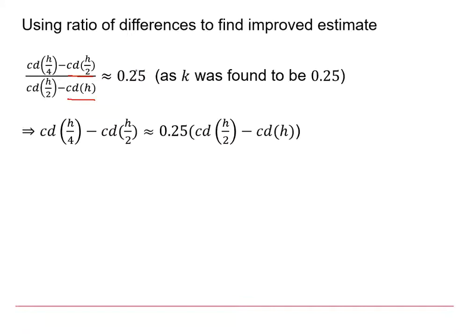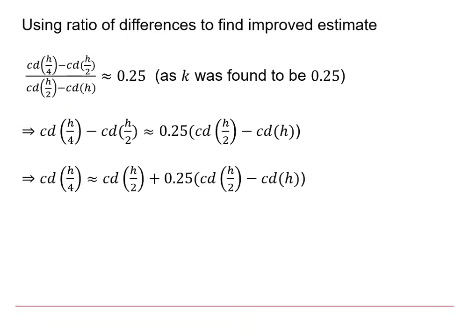So k is the ratio of the absolute errors, and that can be arranged as shown there. And again, to give us an expression for CDH over 4 in terms of CDH and CDH over 2.